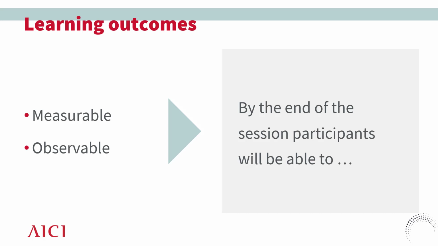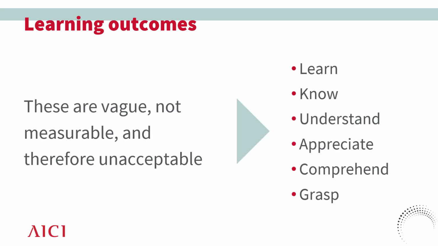Next, develop your learning outcomes. Learning outcomes need to be measurable and observable. To word a learner outcome, say, by the end of the session, participants will be able to. Learning outcomes that are vague or not measurable are not acceptable. Some examples: learn, know, understand, appreciate, comprehend, grasp, examine, discover.